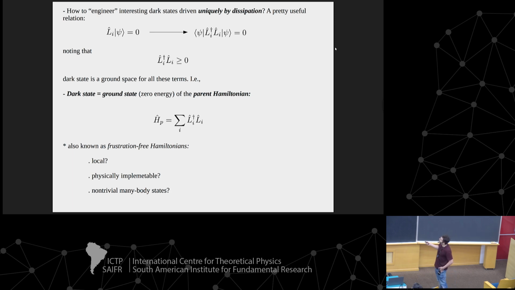So we need to think about how local this relation is, and whether we can implement it in an experimental platform. And of course, whether we have non-trivial many-body correlations or interesting physics in this class of Hamiltonians as well.